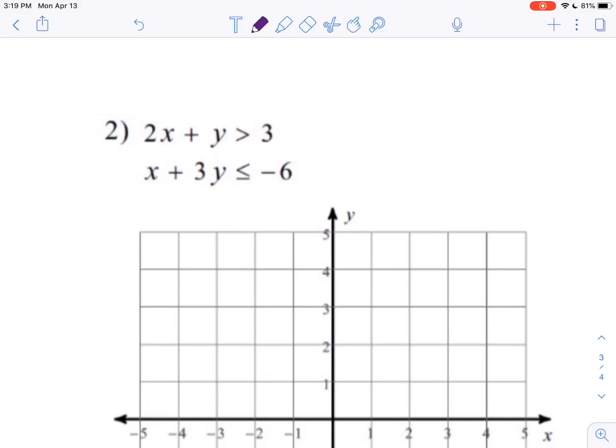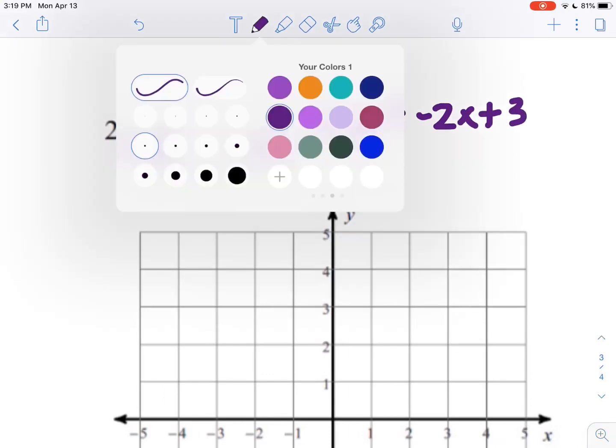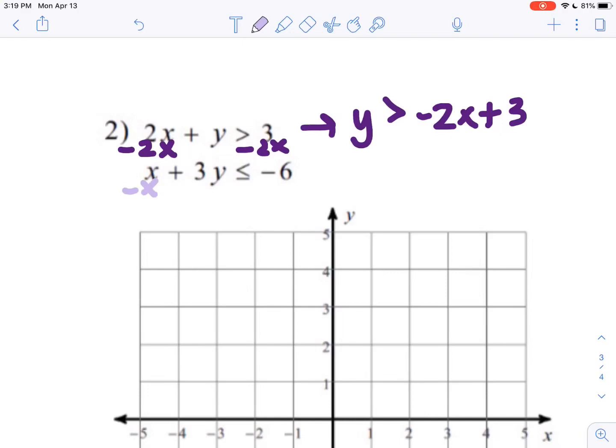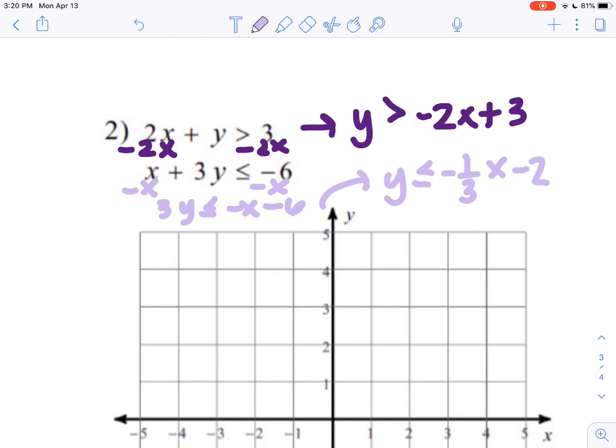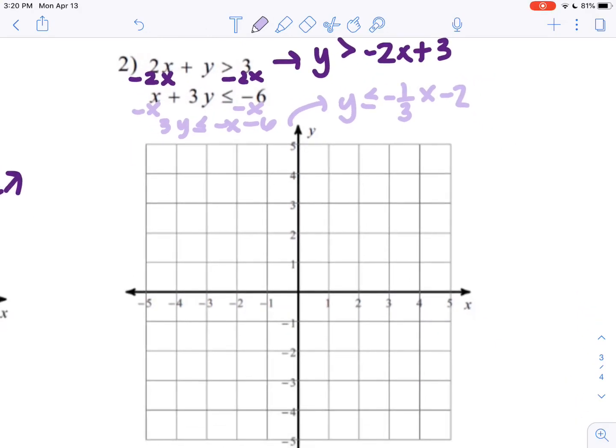Okay, so in number 2, none of these are solved for y, so I got to solve both of these for y. So this one I get y is greater than -2x plus 3. And then I'm going to solve the second one for y. So I get 3y less than or equal to -x minus 6. And then you have to divide everything by 3. So I get y less than or equal to -1/3 x minus 2.